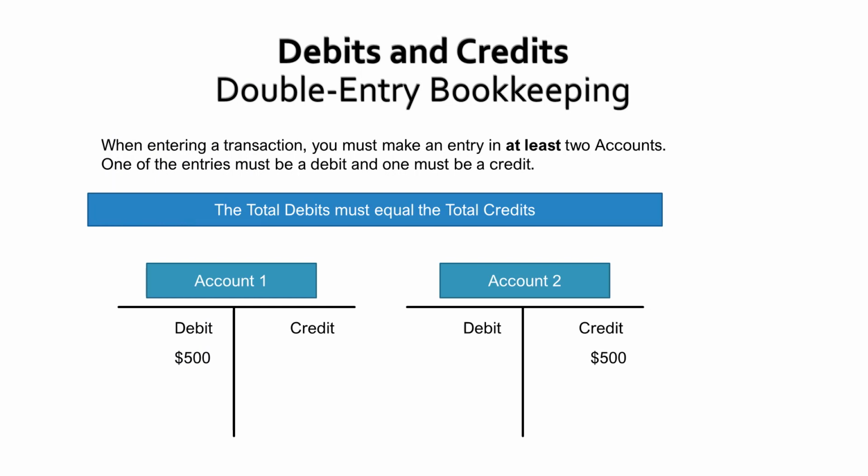When entering a transaction, you must make an entry in at least two accounts. This is called double entry bookkeeping. The transaction may actually require an entry in more than two accounts. The total debits and total credits must be equal for the transaction. If you enter $500 on the debit side of an account, then you must enter $500 on the credit side of another account.